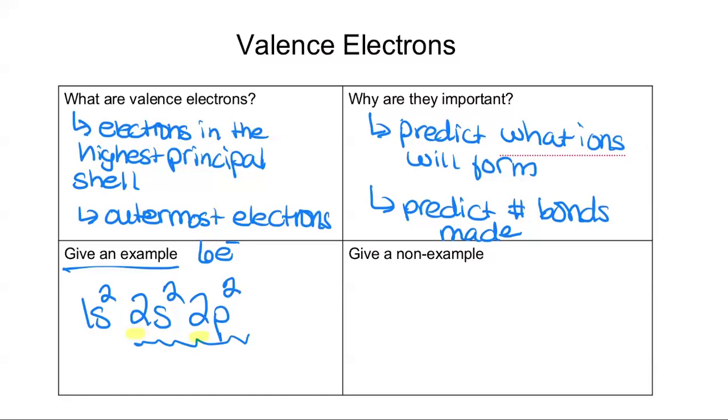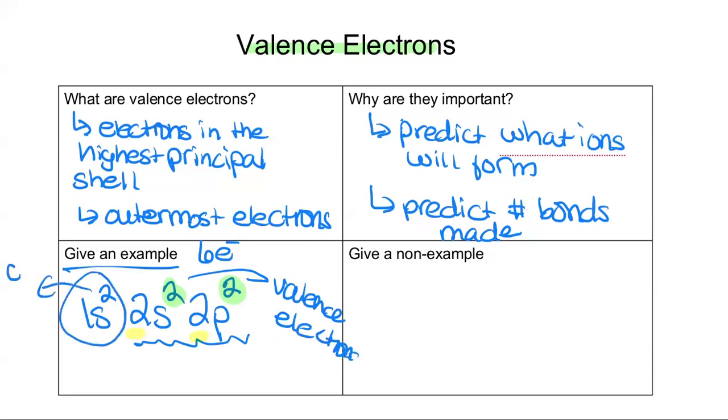And I want to show that I have my valence electrons. So, give an example of valence electrons. These are my valence electrons in the outermost shell. And maybe if I'm really showing off, I'd say core electrons. Those 2 electrons are my core electrons in my 1s orbital.